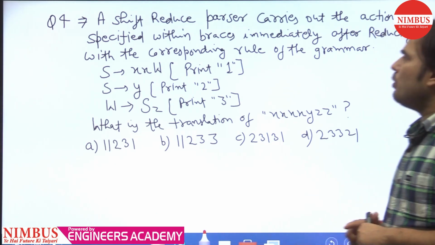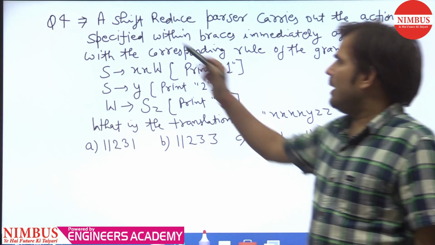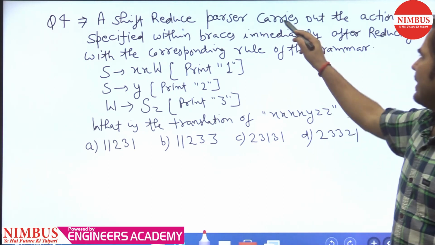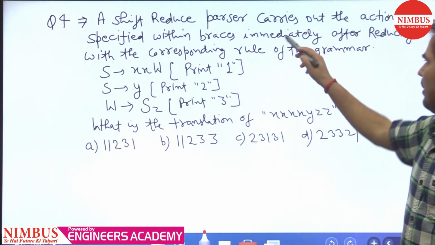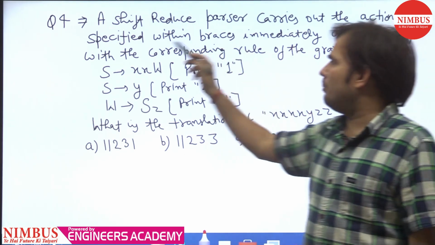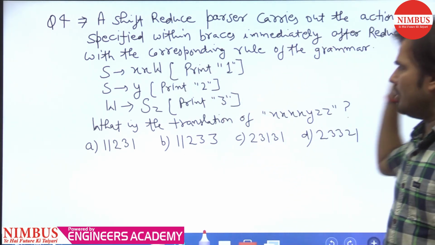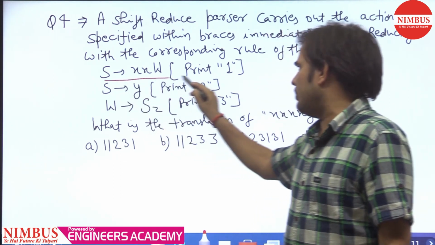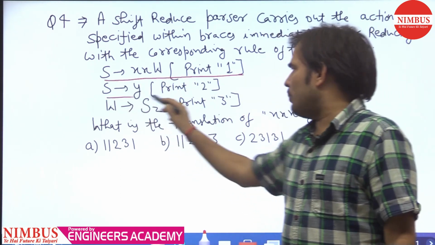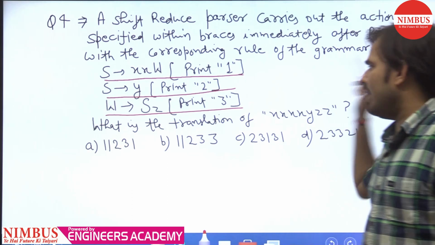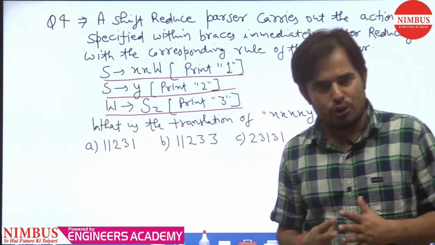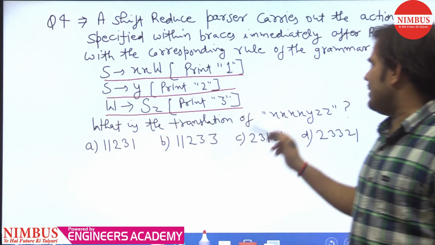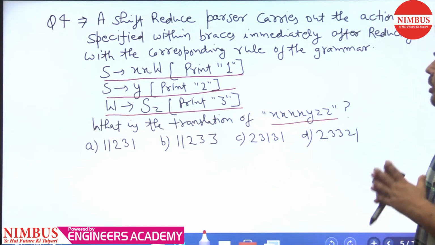This is question number 4. Again a good question. A shift reduce parser carries out the actions specified within braces immediately after reducing with the corresponding rule of the grammar. These are the corresponding rules of the grammar. Understand, guys? These are the translation rules, you can say. What is the translation of this string?